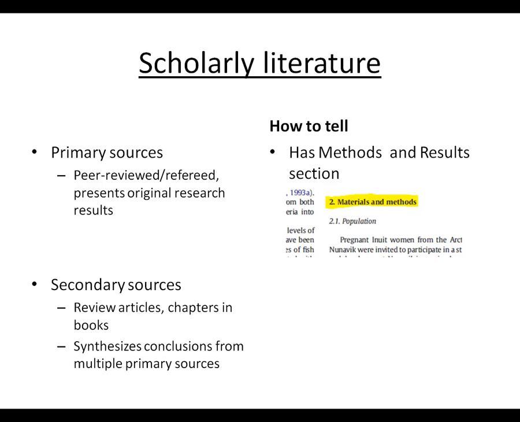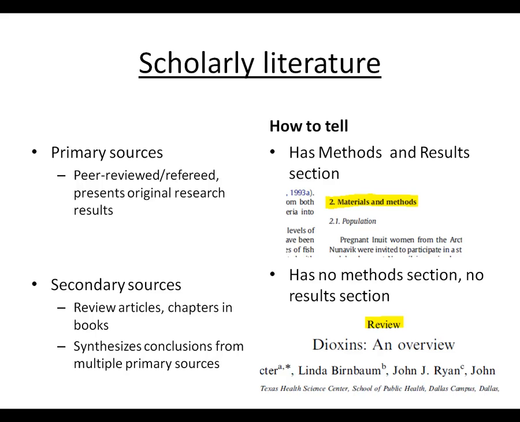Secondary sources, because they synthesize conclusions from multiple sources, will have no method sections, and of course because they never did an experiment, they're not reporting on the results. Instead, the way that they're organized is there will be headings that have topics. You might see some graphs in them, but not as many, and mostly what you will see is them talking about other people's articles with in-text citations that tell you which paper they're talking about.